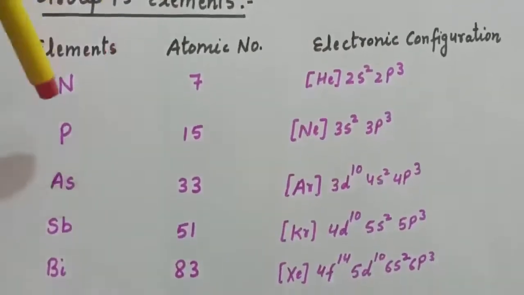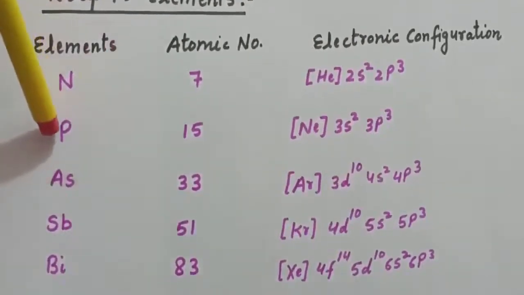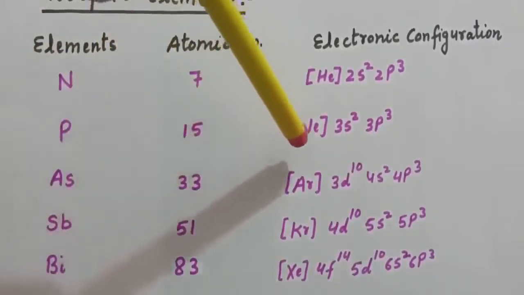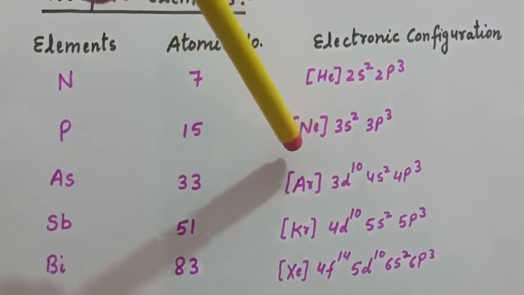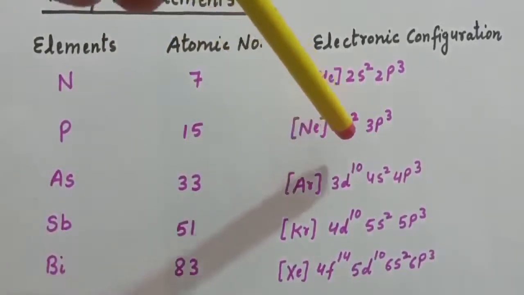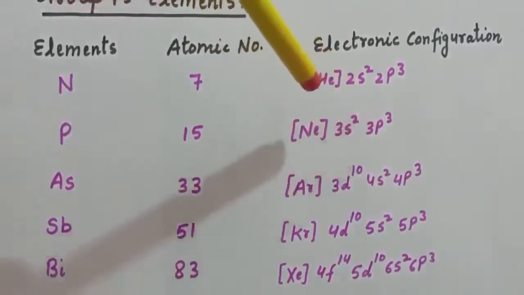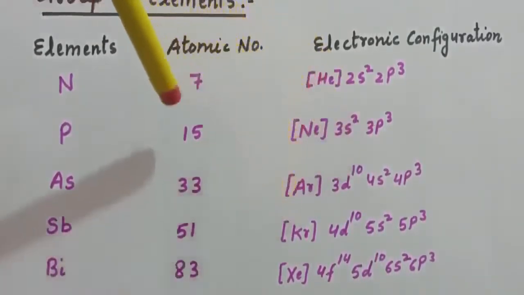Similarly, we can write down the electronic configuration for phosphorus. The atomic number is 15 and the electronic configuration is neon, which is a noble gas. The electronic configuration is 1s2 2s2 2p6, and the outer electronic configuration is 3s2 3p3. So in this way we can write down the electronic configuration for all the elements.